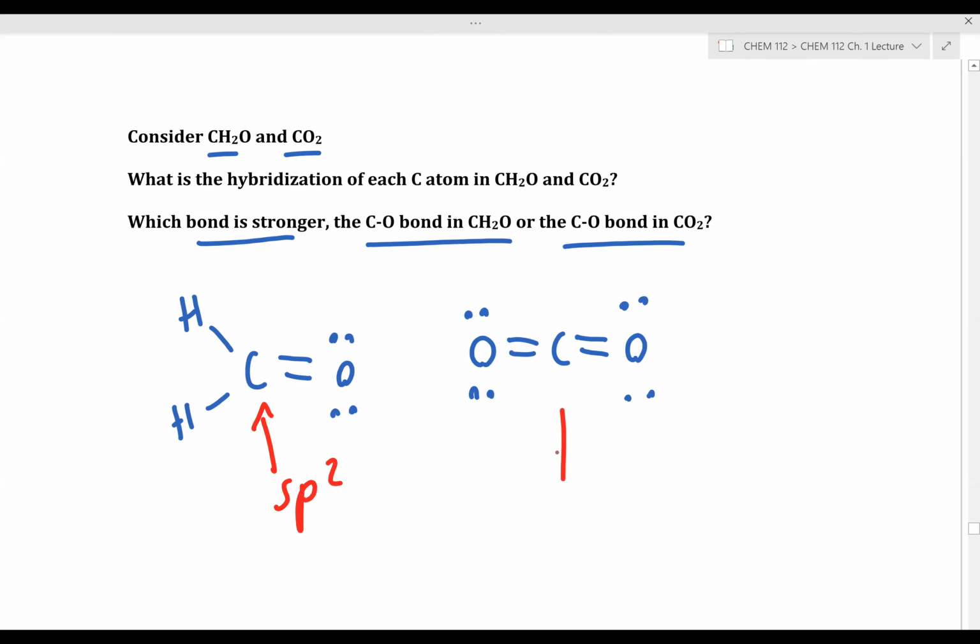What is the hybridization of the carbon in carbon dioxide? sp. So, as we discuss the effect of hybridization on bond strength, which of these two carbon-oxygen bonds uses lower energy, shorter orbitals? sp. So then, this carbon-oxygen bond in carbon dioxide is stronger and it's shorter.